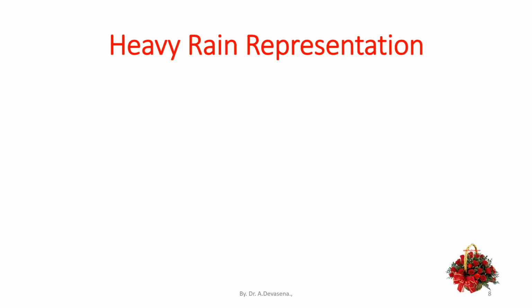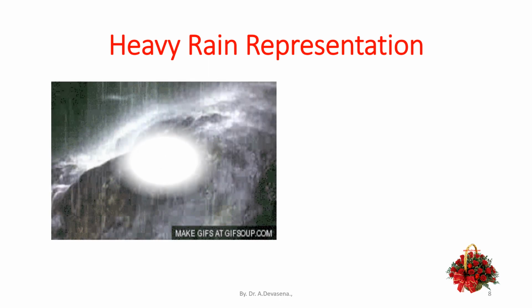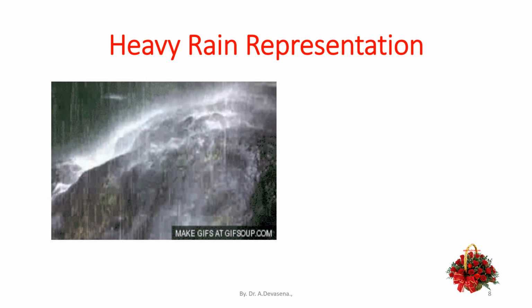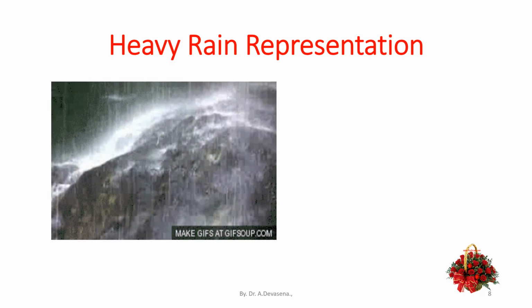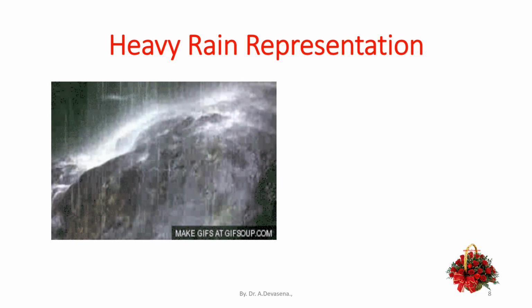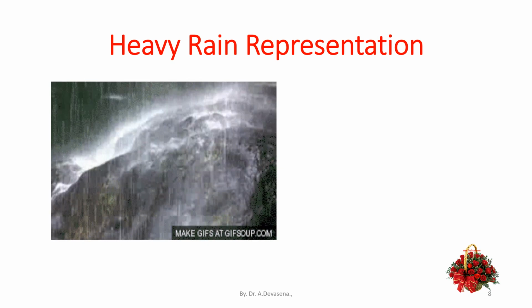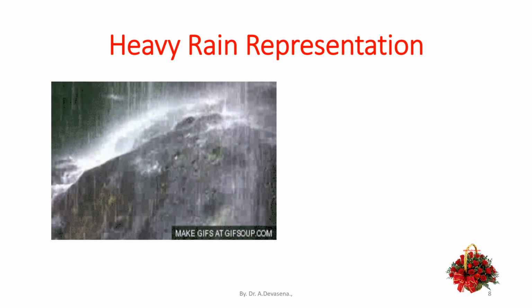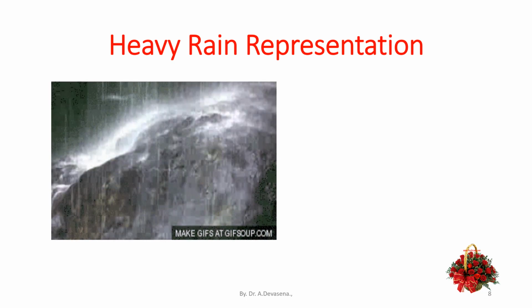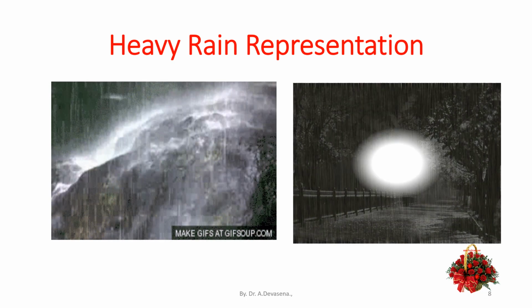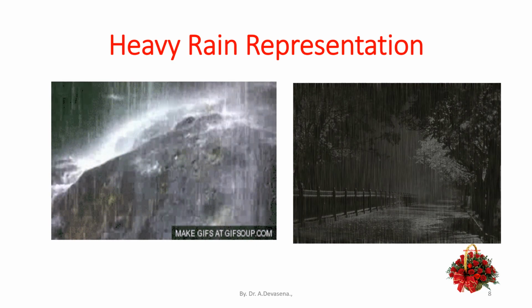Heavy rain representation is shown below. Heavy rain occurs when the cyclone crosses the ocean or sea. It creates rain in the area that it crosses. This is the representation of mild rain.